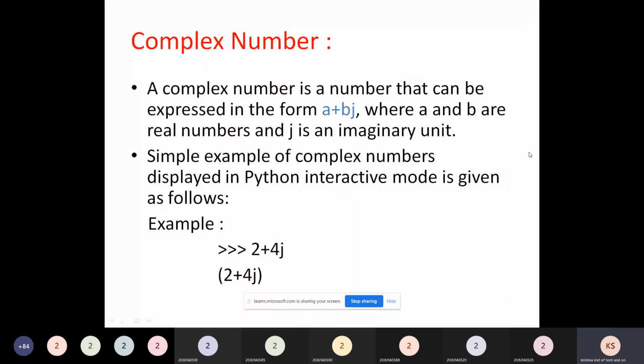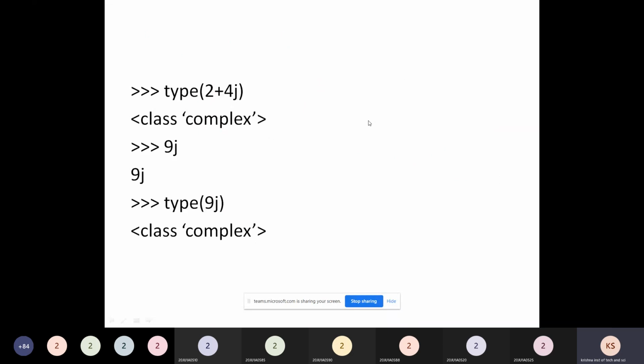Right. So next one, complex number. A complex number is a number that can be expressed in the form of a plus bj. Here a and b are real numbers, and j is the imaginary unit. A sample example: you can write 2 plus 4j. The same thing you get in the shell. Already you know how to write a complex number, in the form a plus bj. In mathematics we use i, but here in Python we use j, not i.